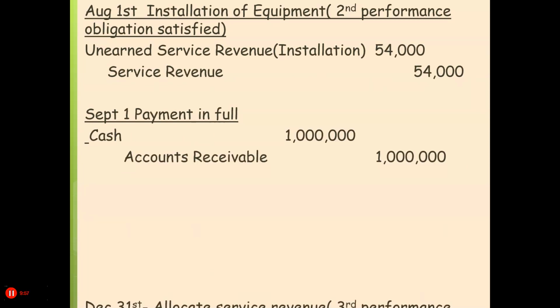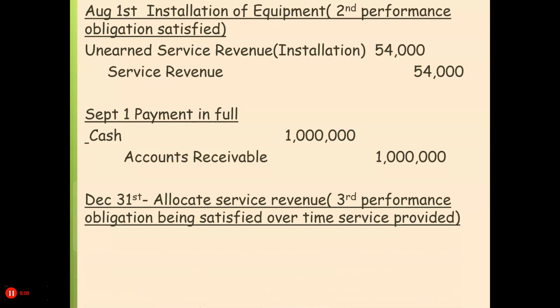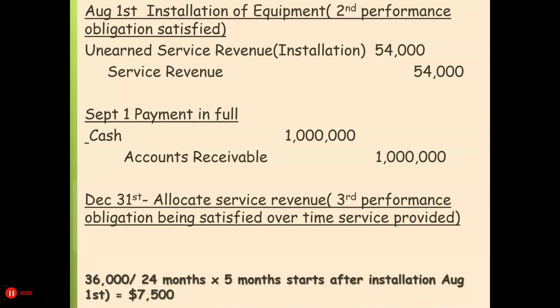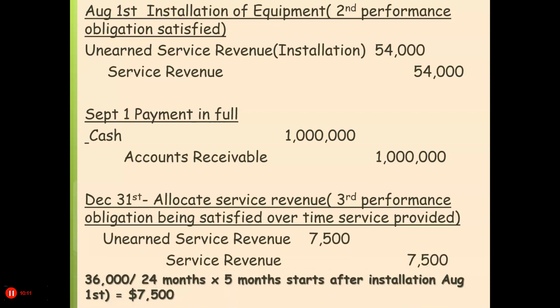And then the last thing we have to do is start allocating the service revenue, which would have been 5 months. We take the 36,000 divided by 24 times 5 months, and there's our journal entry. And that concludes part 1 for chapter 6.